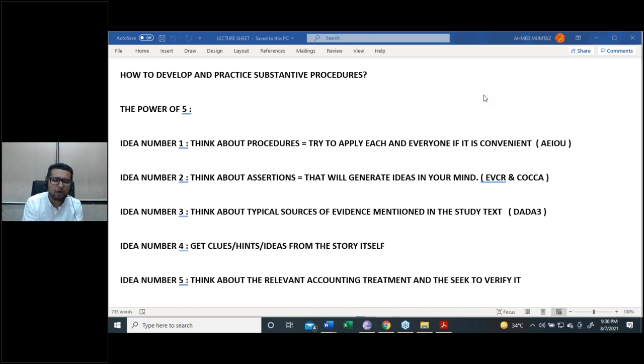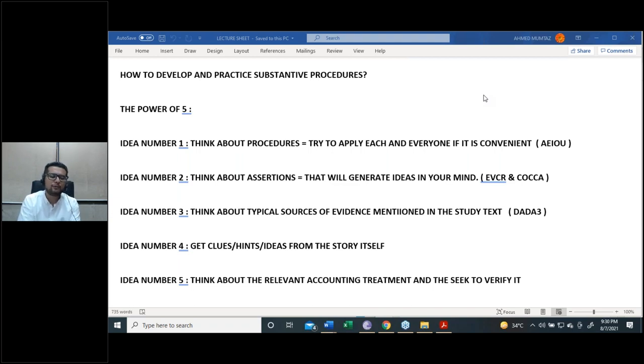Idea number 3 is think about data 3. Have you discussed something with directors? Is there anything which needs to be discussed? Have you had your discussion with the third party? Have you inspected the assets? So data 3 could help you out.